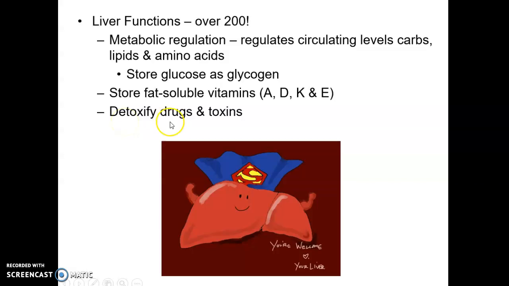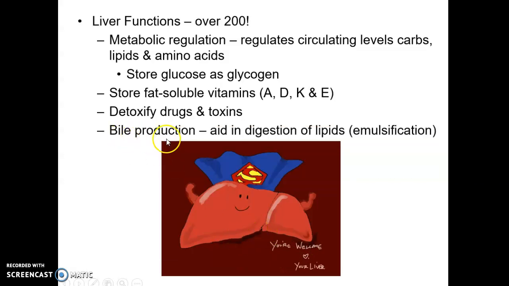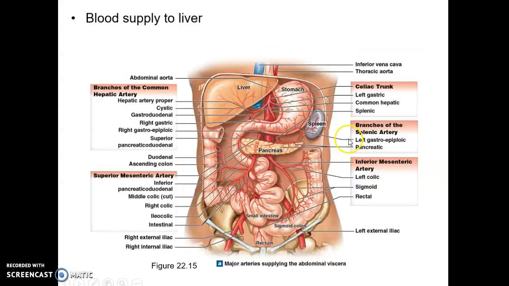When you do have a meal, right, and the nutrients get absorbed into the bloodstream, the venous blood supply draining the small intestines and large intestine head towards the liver so that the liver can detoxify any potentially harmful items in the food that we eat. And then, of course, bile production that aids in the digestion of lipids through emulsification of the fats or the lipids. I mentioned that already.